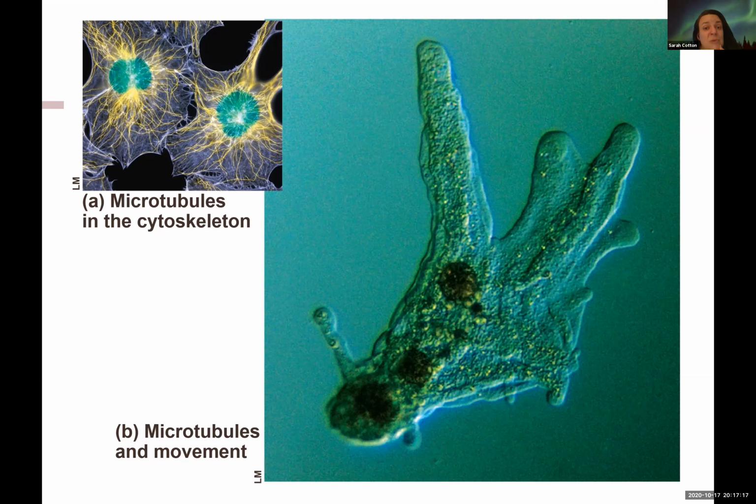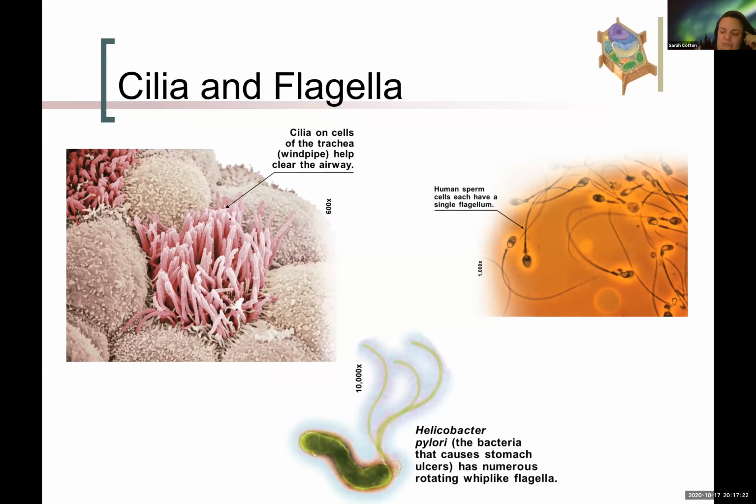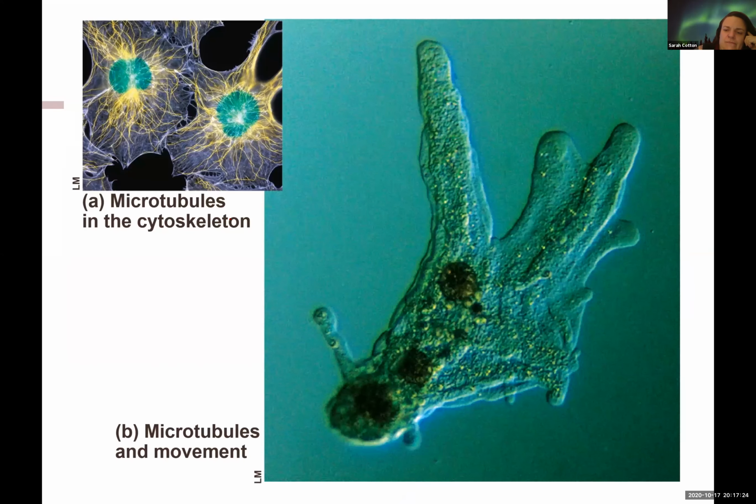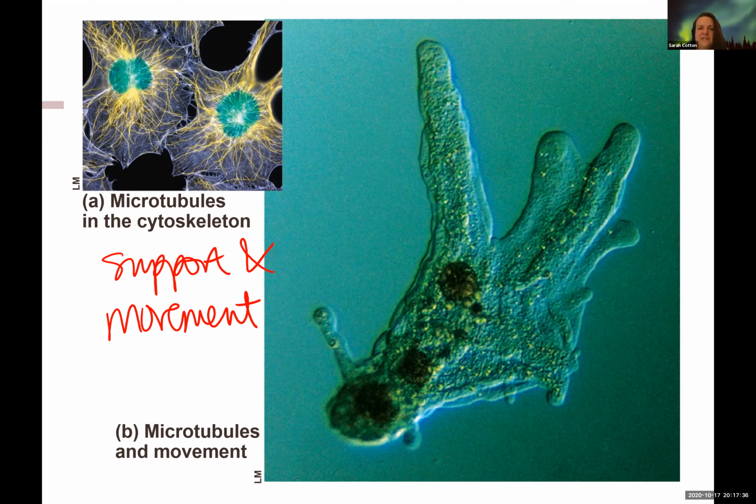They're also responsible for movement. Okay, so the cytoskeleton is responsible for support and movement, right? And so this little amoeba right here, you're supposed to be imagining this as an action shot. He's sending out little extensions of his plasma membrane, called pseudopodia. And those pseudopodia are how he crawls around.